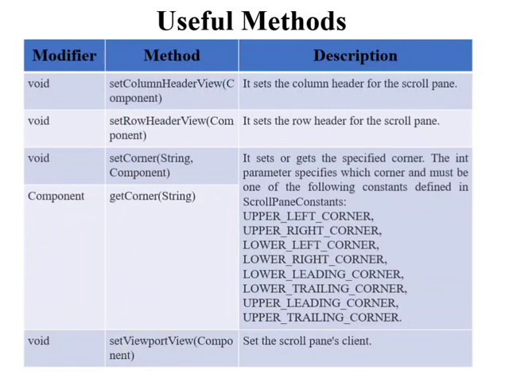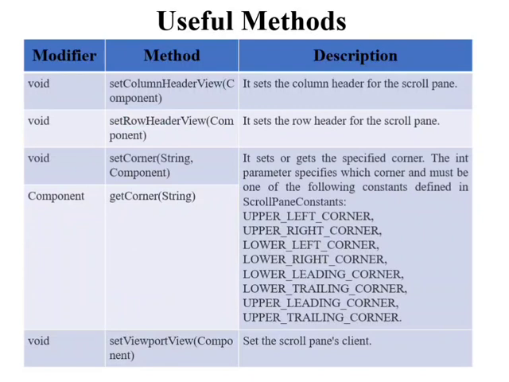Next one is modifier void, method used is setCorner(string, component). And next one is modifier component, and method is getCorner(string), and both have the same description, that is it sets or gets the specified corner.